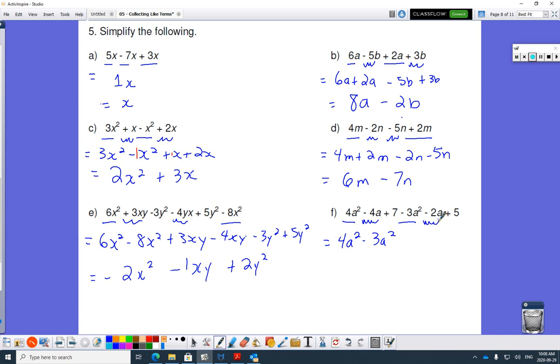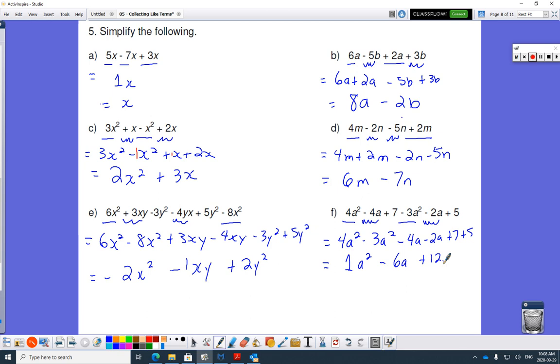Yes, but take what's in front. Always take what's in front. So negative 4a minus 2a. And again, I don't underline the last two because I can see what they are. And then I get 4 minus 3, which is 1a squared. Negative 4a minus 2a is negative 6a. And 7 and 5 is 12.